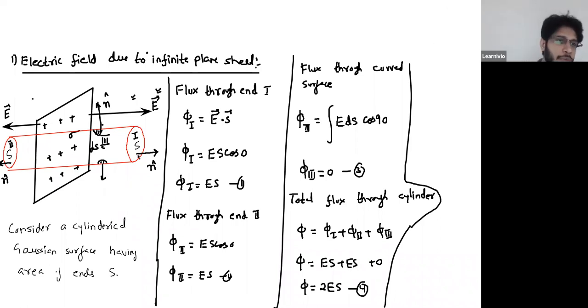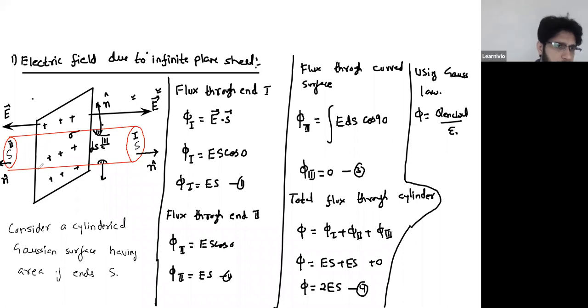The next is, we will also calculate this flux using Gauss Law. We can even use Gauss Law to calculate this flux. So using Gauss Law, the flux is Q enclosed by epsilon naught.